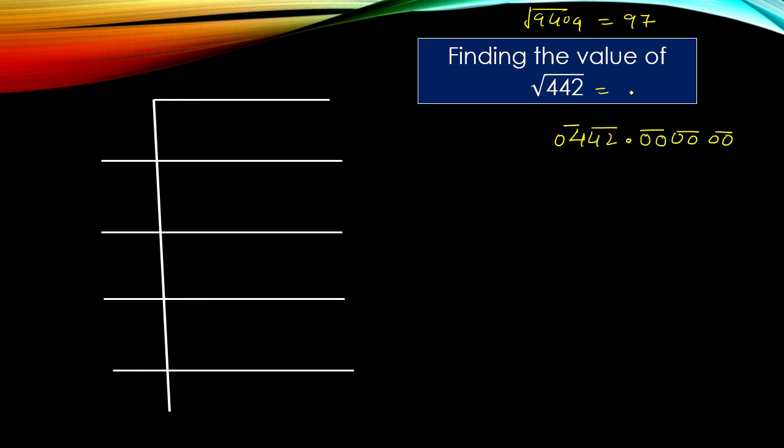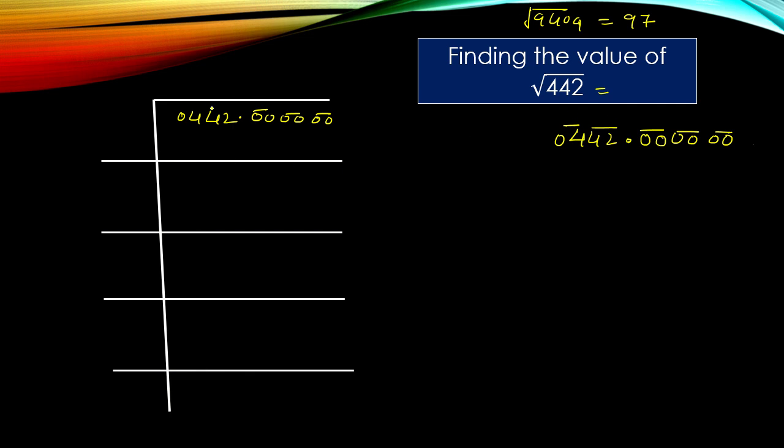If we are interested to get the result of 442 up to 4 decimal places, we have to add one more pair of zeros. That means 3 pairs of zeros provide 3 decimal places, and 4 pairs of zeros provide 4 decimal places. So we will move with this number. The first pair is 04, the second pair is 42. After the decimal we are placing 3 pairs of zeros to get the result up to 3 decimal places.